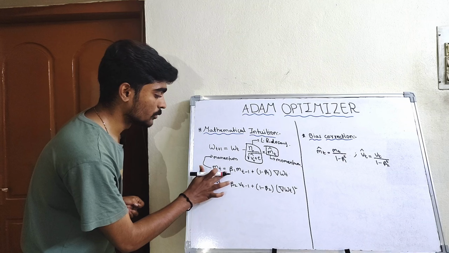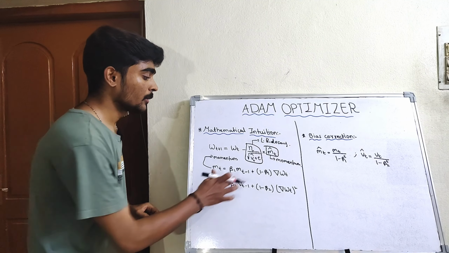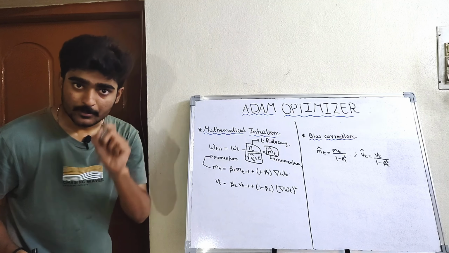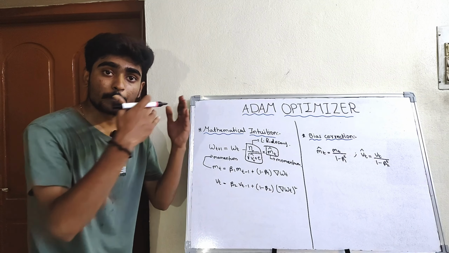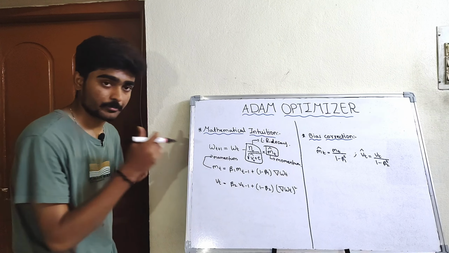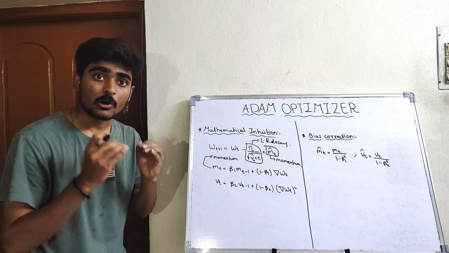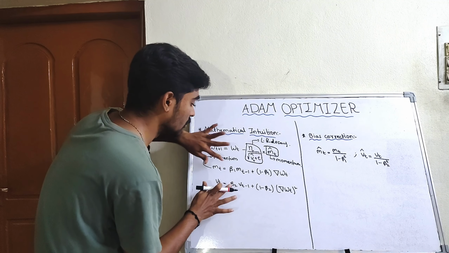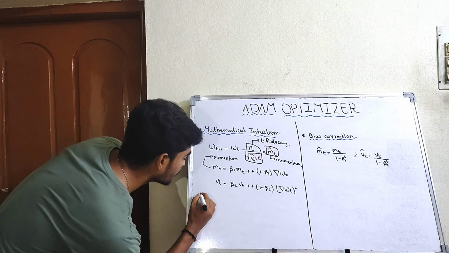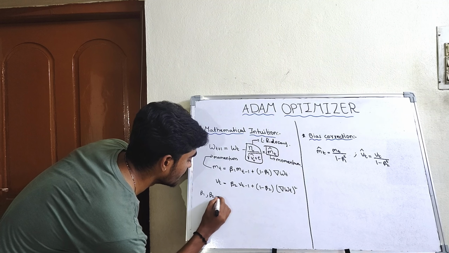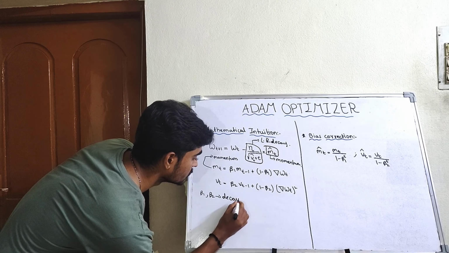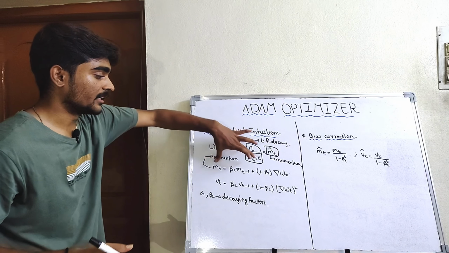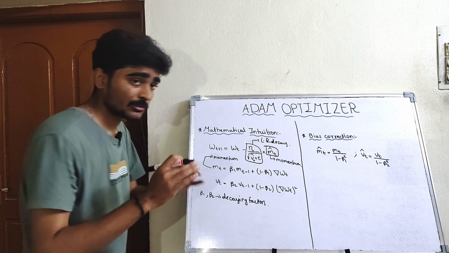This mt is equal to beta 1 times mt minus 1 plus 1 minus beta 1 times delta wt. This term represents the exponential weighted moving average of our past few gradients. Here beta 1 and beta 2 are nothing but decaying factors. This entire term represents the concept of momentum.